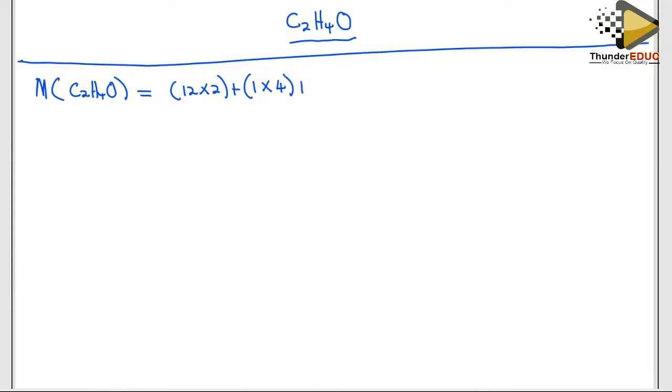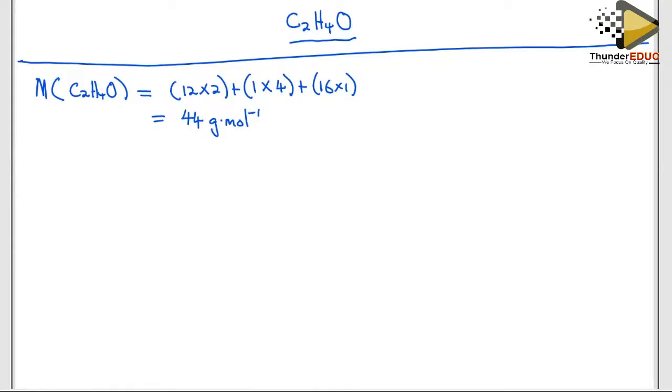Then the last one there, I'm going to say plus oxygen, which is 16 multiplied by 1. So if we do our math there, 2 times 12 is 24, 24 plus 4 is 28, plus 16, getting a value of 44. So I'm going to get a value of 44 grams per mole. So this is what I'm getting.